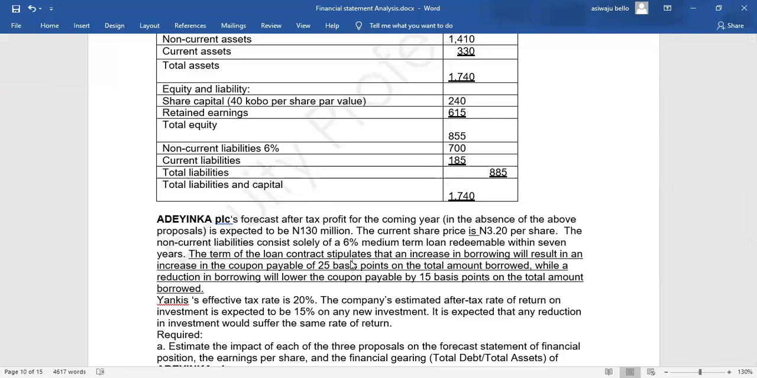Let us explain that. The condition attached to the loan is that anytime the company borrows more money, the interest payable will increase. The interest payable is the coupon. The interest payable will increase by 25 basis points on the total amount borrowed. Total amount borrowed is the existing borrowing and the new borrowing. Interest rate will increase.